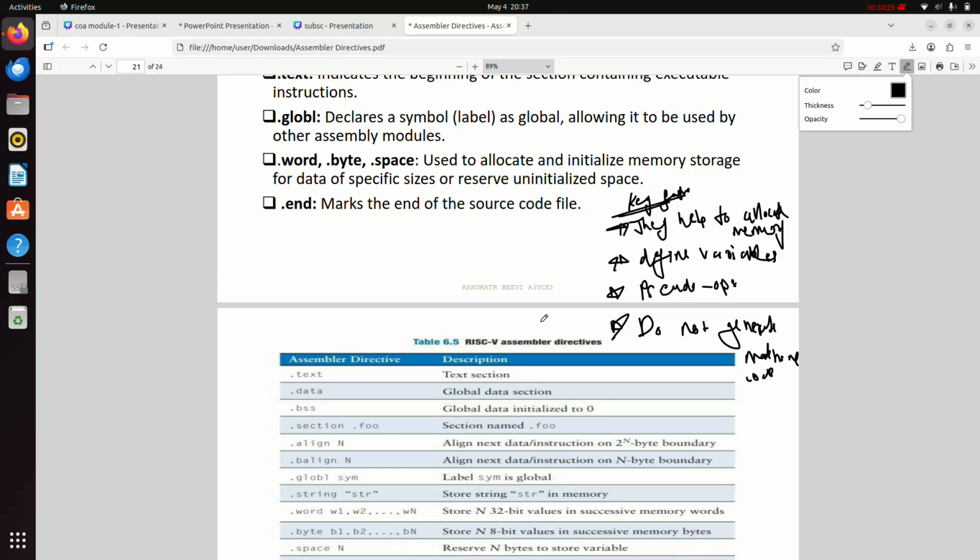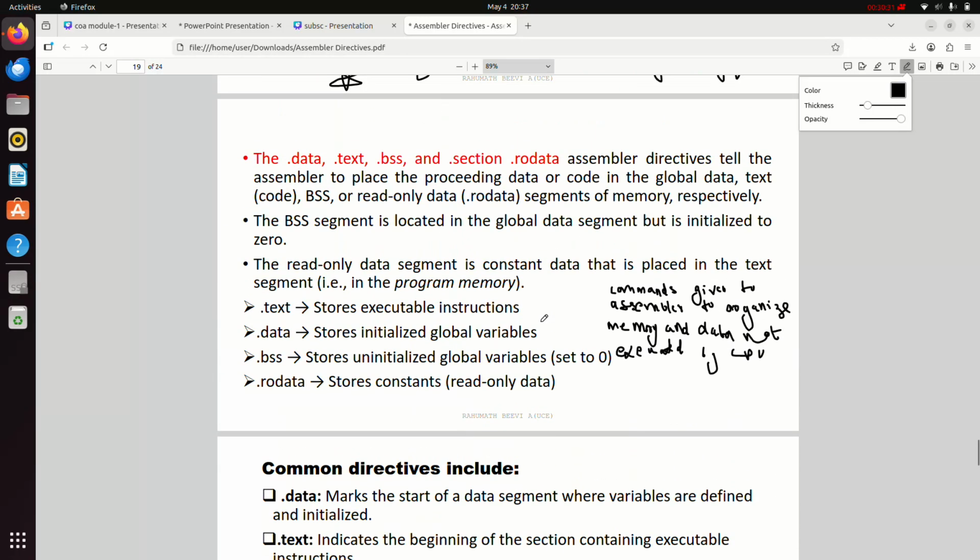So first remember what assembler directives are: the commands given to the assembler in order to organize the memory and data, not executed by the CPU. The next thing is the key features: they help organize the memory, they are also known as pseudo ops, they help define the variables, and they do not generate machine code. Now there are some important directives that we are going to discuss.